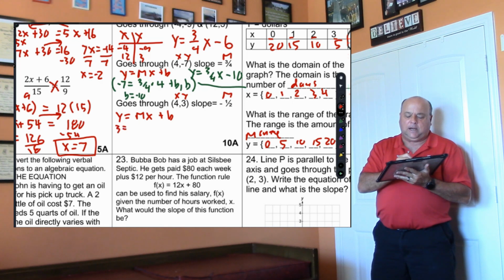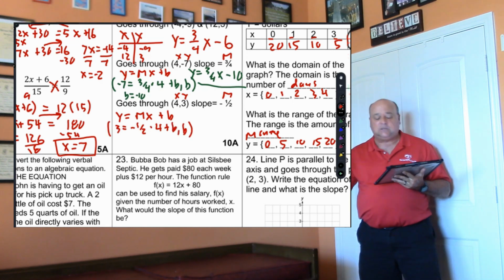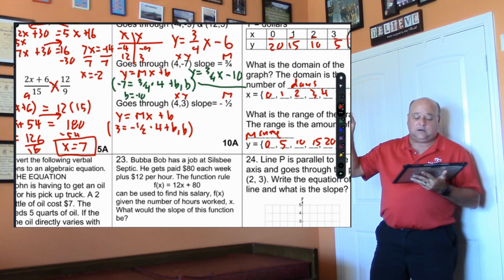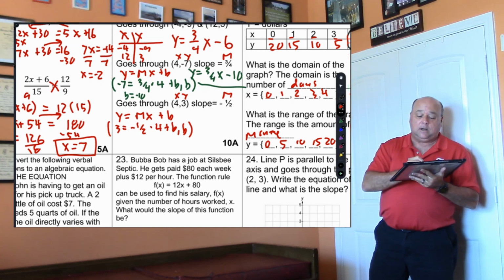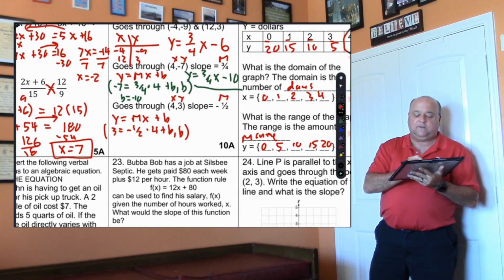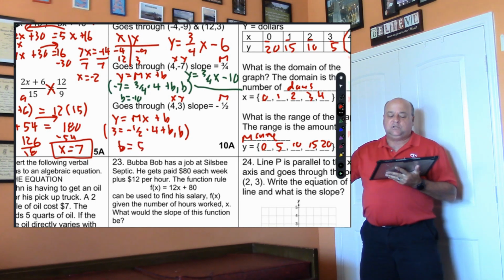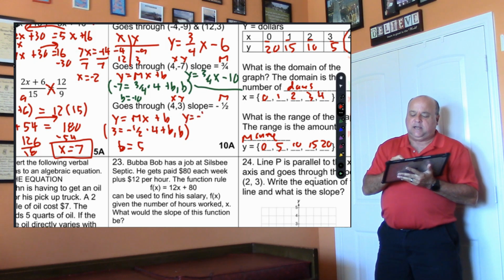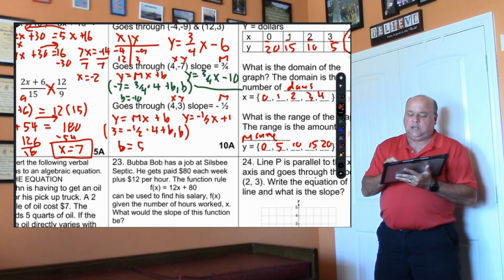So my y is 3. My m is negative 1/2, times 4, plus b. You're going to put this into a solve and just solve it for b. You've got to use the calculator. I'm going to do it in my brain. So negative 1/2 times 4 is negative 2. Move that over and you're going to get b equals 5. Okay? So our equation is going to be y equals negative 1/2 x plus 5.